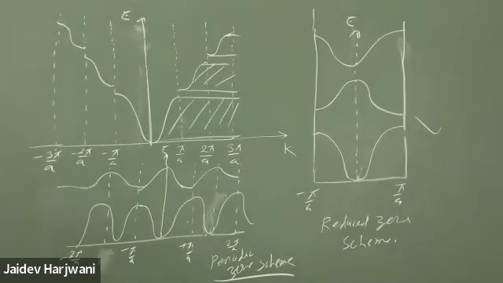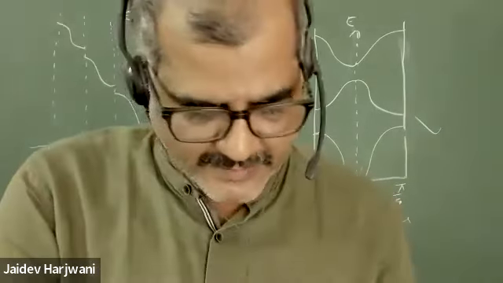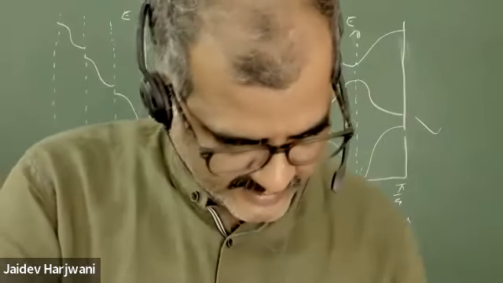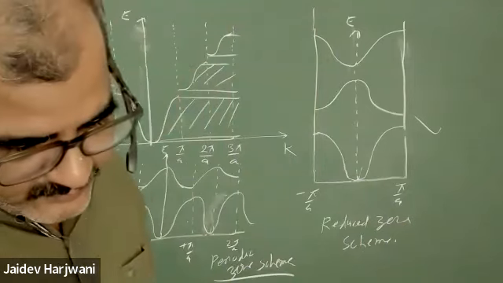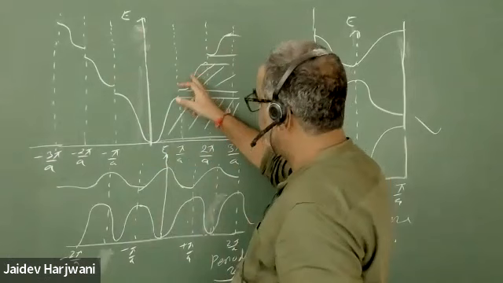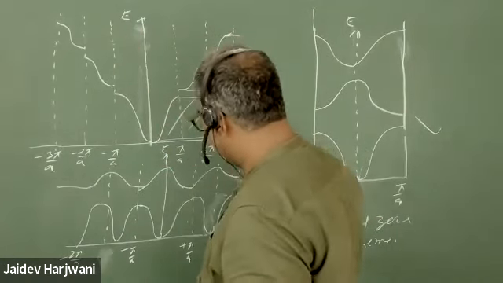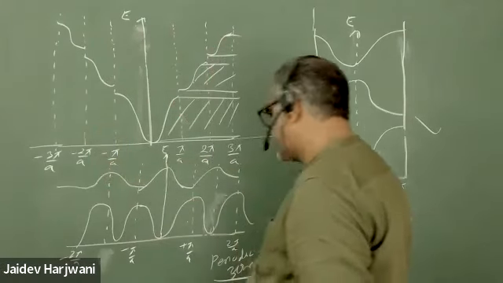So this is just a representation of the E-K diagram. Let me check whether I made a mistake. Okay, it is correct. Now what you can do is just repeat this curve, and when you repeat it, you get this periodic zone scheme.